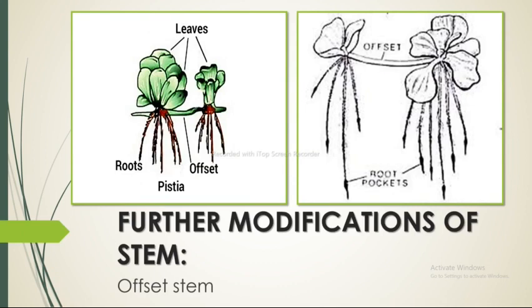Further modifications of the stem. So this is the figure of the offset stem. In the figure you can see very clearly that these are the leaves, these are roots, and this is the offset of Pistia. In the second figure you can see that this is the offset and these are root pockets, as shown in the figure.